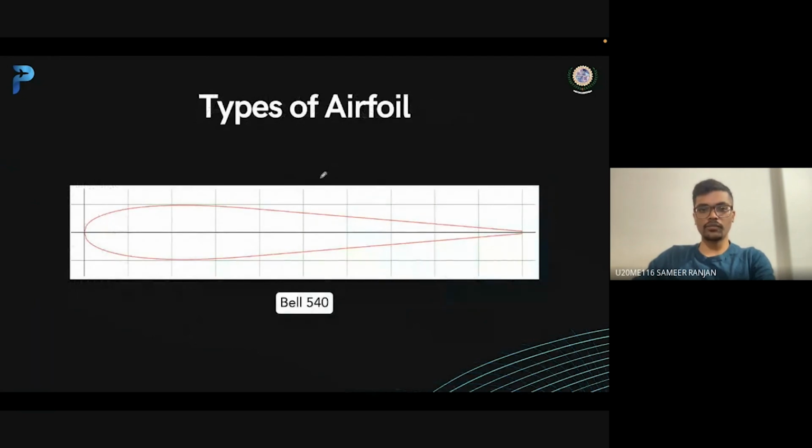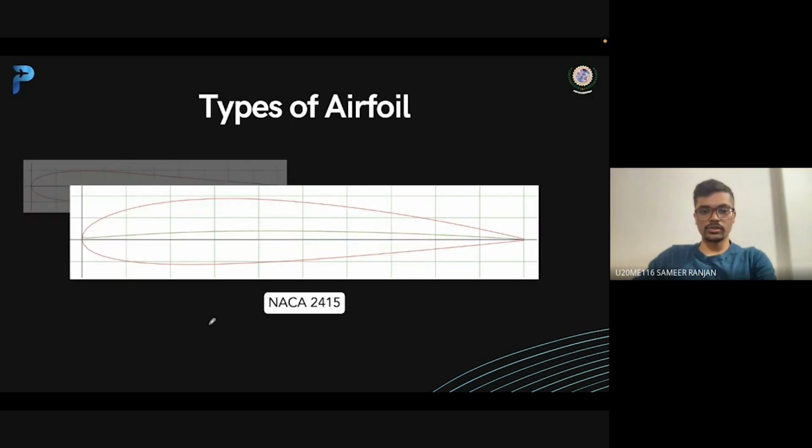Now let's see different types of airfoil. As you could see, this is a symmetrical airfoil, symmetrical about this x-axis or the chord line. So it is equally thick above and below, and it is basically used at places where more stability is required, so at the tail part of the aircraft or at the vertical tail part of the aircraft.